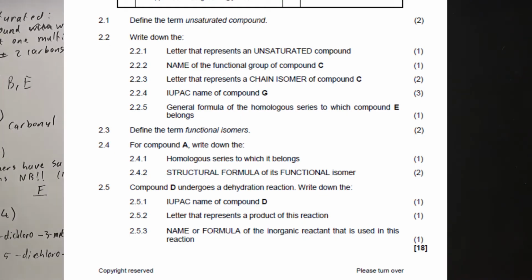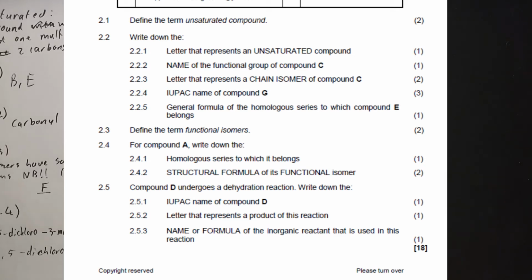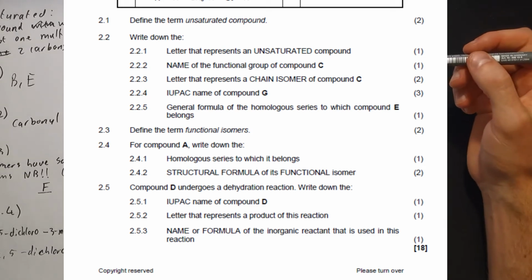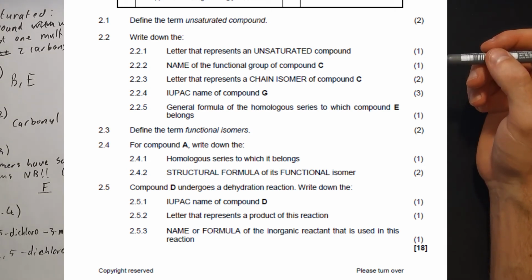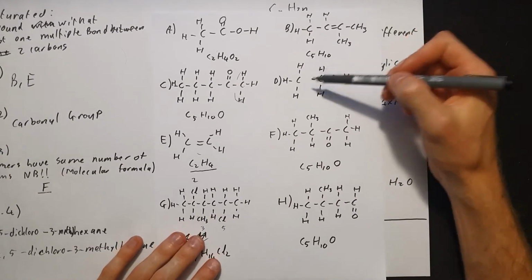Okay, so 2.5.1 is now asking you to look at compound D, which is undergoing a dehydration reaction. So what does dehydration mean? If you're dehydrated, it means you need water, so we're removing water from the reaction. 2.5.1 says the IUPAC name of compound D. Let's go have a look at compound D. I've drawn it out there.